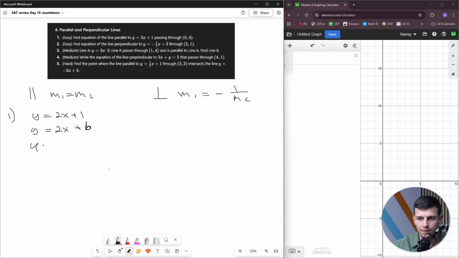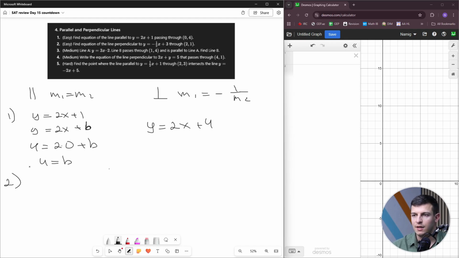So 4 equals 2 times 0 plus b. 2 times 0 is 0, so b is 4. Now, are they asking for b? No, they're asking for the equation of a line that's parallel to the given one and passes through the point. So we just found out y equals 2x plus 4 is that line.